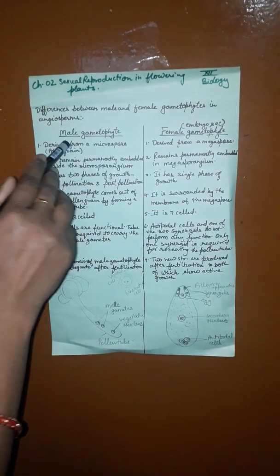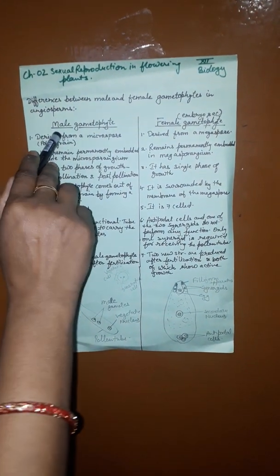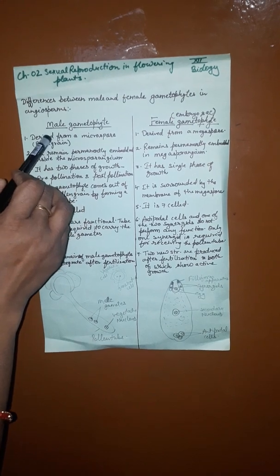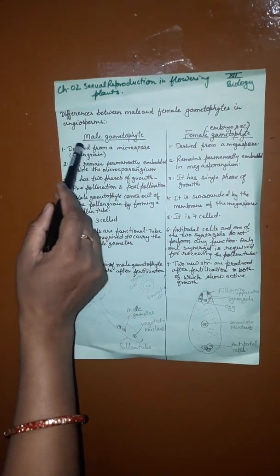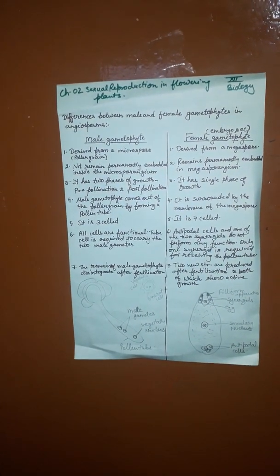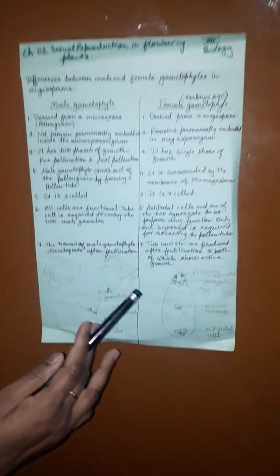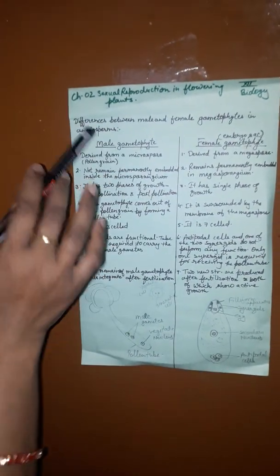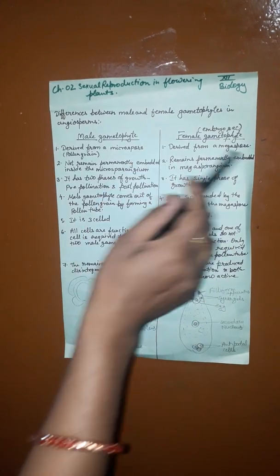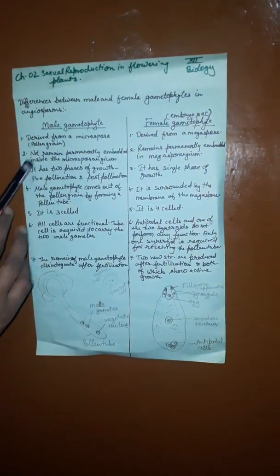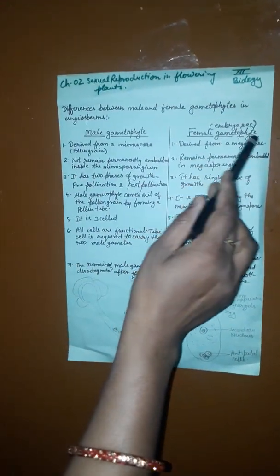Before we start this topic, what is male gametophyte? The development of the male gametophyte is a pre-fertilization event. It is clear to you that pollen is not a male gametophyte. After the germination of the pollen grain, the male gametophyte develops. Now the male gametophyte is under the pre-fertilization event and the female gametophyte development is under the post-fertilization event. The male gametophyte is derived from a microspore, that is the pollen grain.